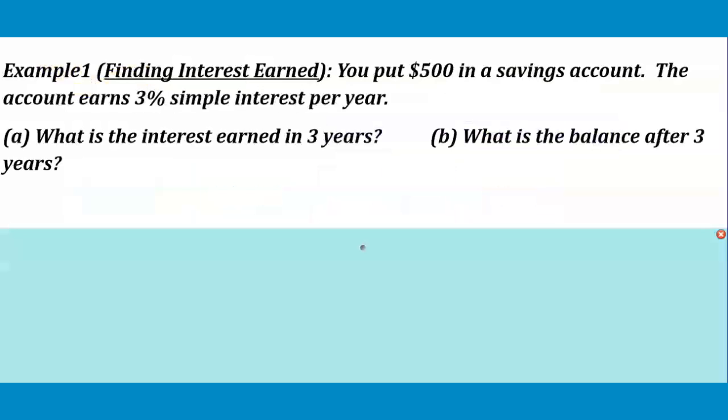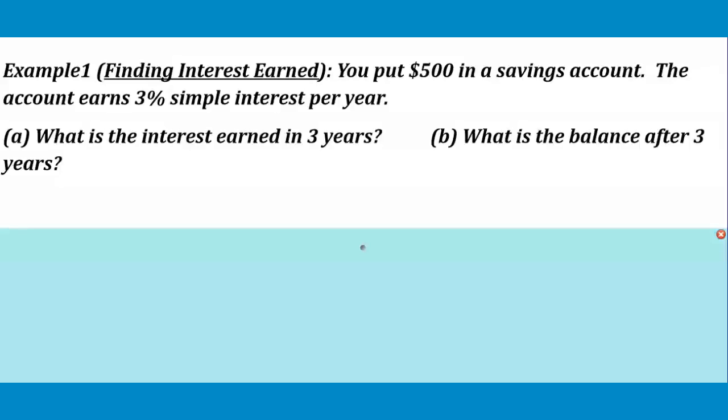So example one, here's how we find interest. You put $500 into a savings account. The account earns 3% simple interest each year. So what is the interest you earn? So we know the time here is 3 years. We know the percentage rate, which is right here, 3%. And we also know the amount of principal, that money that you initially put in there.